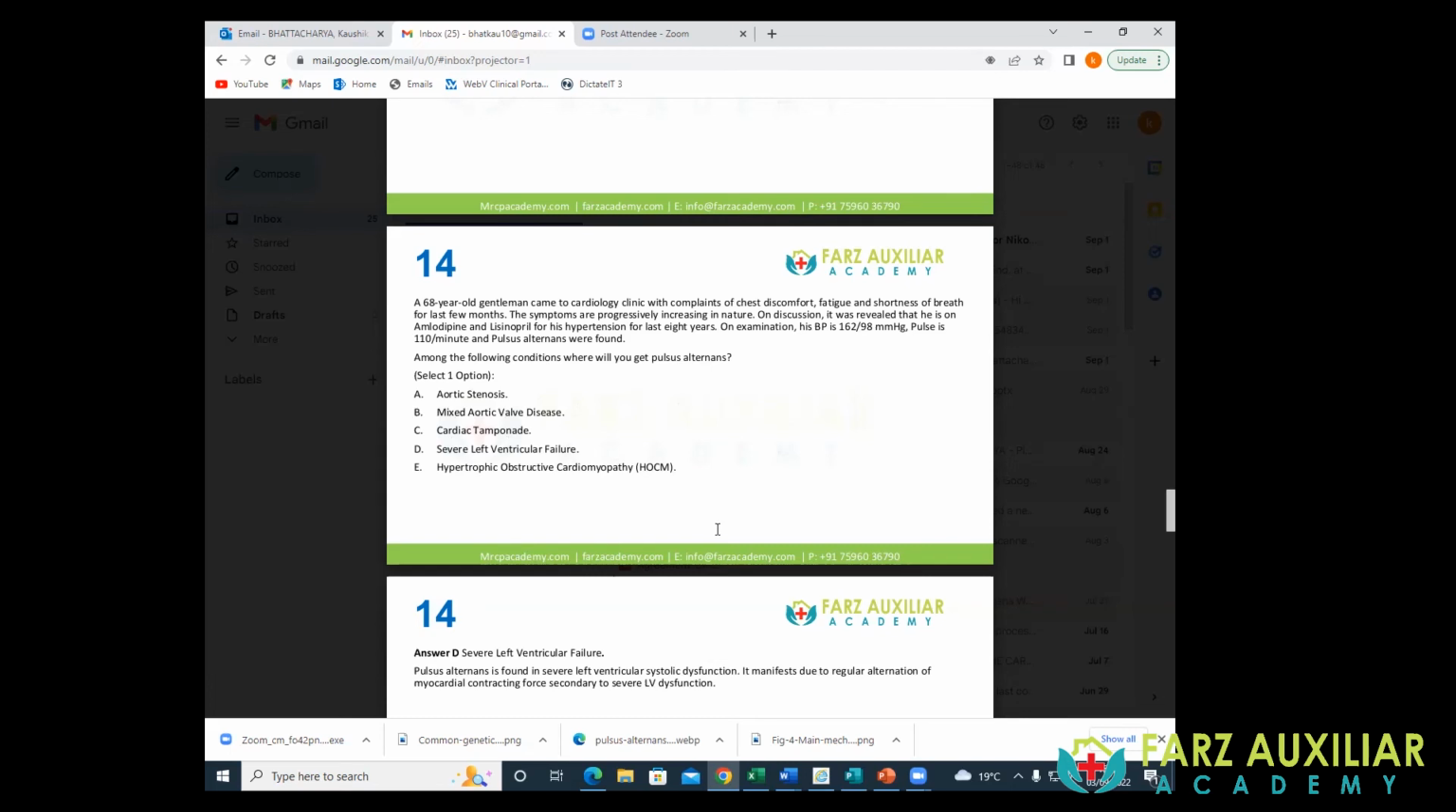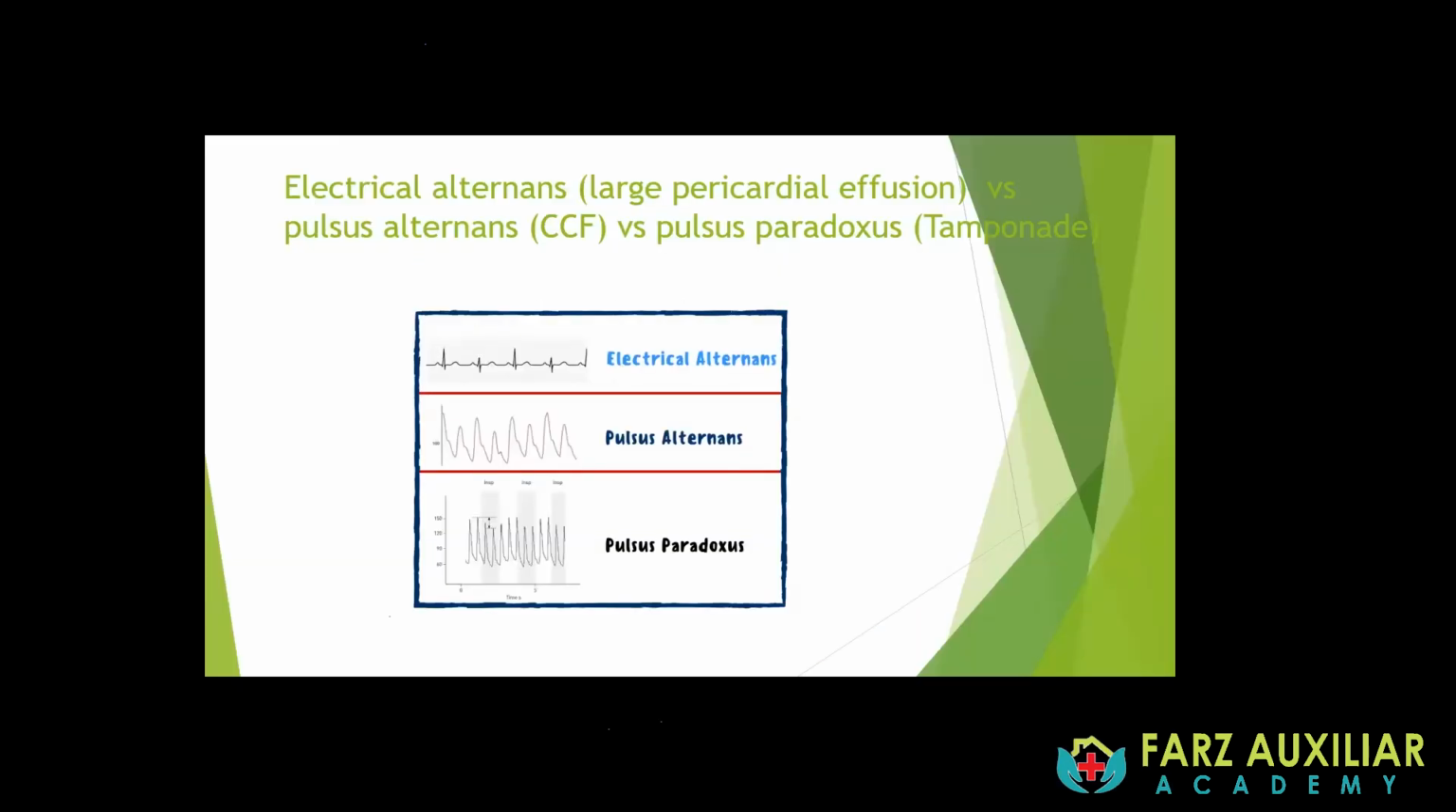Blood pressure is high, 162/98. The pulse is 110, and pulsus alternans was found. That's the favorite topic. You cannot go to the exam without knowing electrical alternans, pulsus alternans, pulsus paradoxus, as sometimes happens in chronic renal failure. But definitely, if you leave a lot of water there, there's a risk of constrictive pericarditis. Pulsus alternans happens due to change in stroke volume with a change in preload and afterload. That happens in severe heart failure.